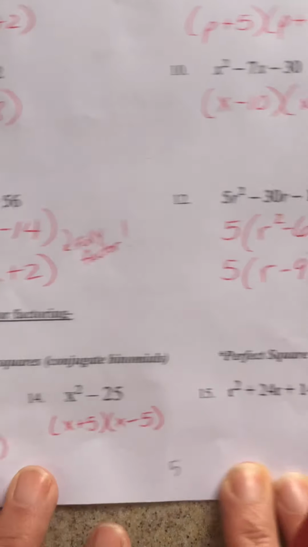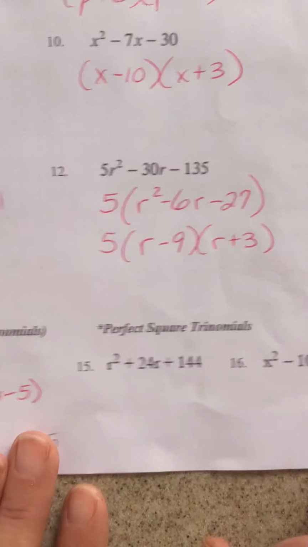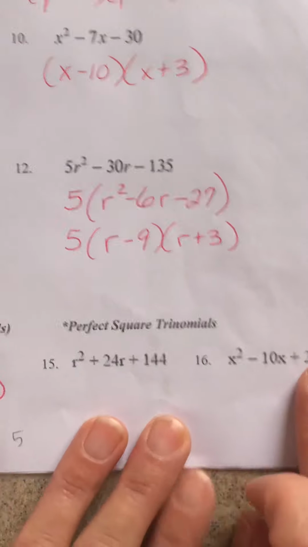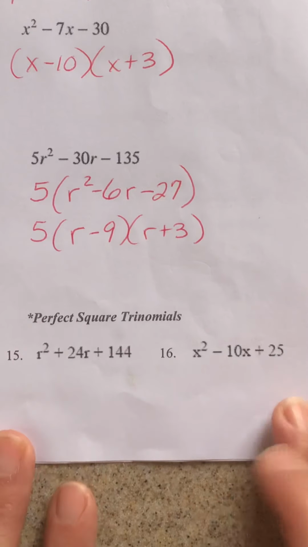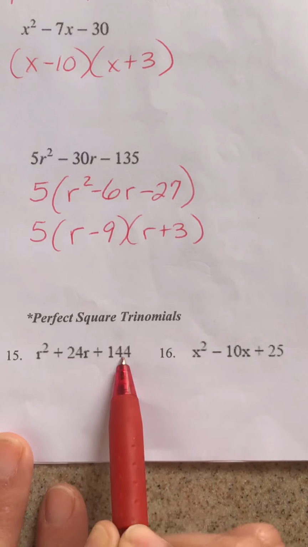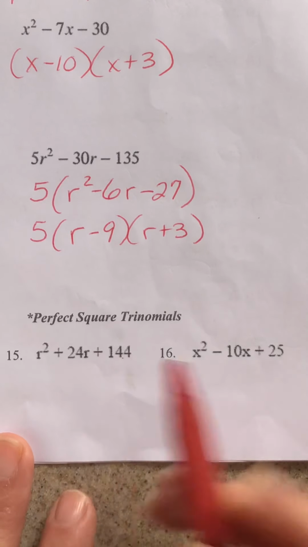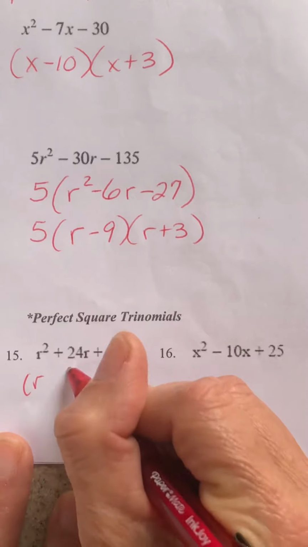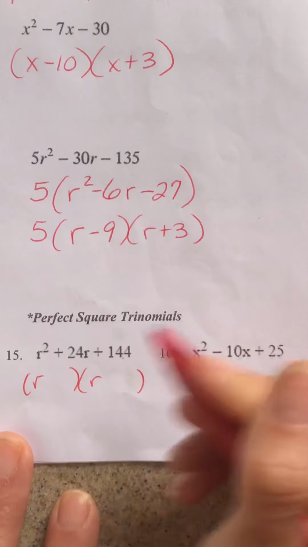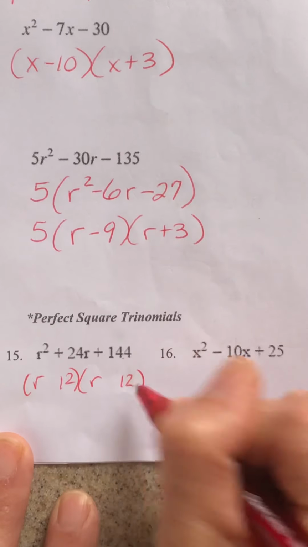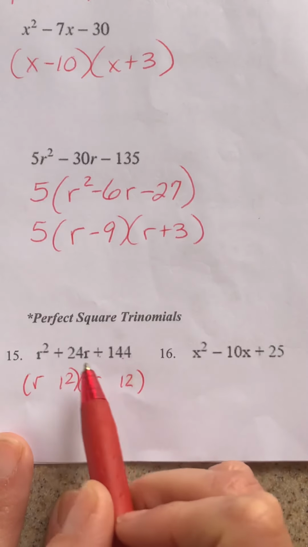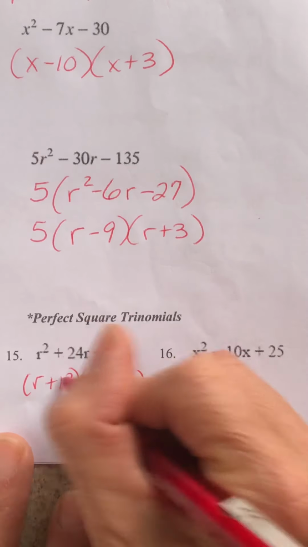The second thing on tonight's homework is perfect square trinomials, but we've already done these. I'm just showing you a different way to write them. So if you're just going to go ahead and factor these, two numbers that multiply to give me 144, the first thing that comes to mind is 12 and 12. Since it's a positive 144 and that's also positive, both of these had to be positive.